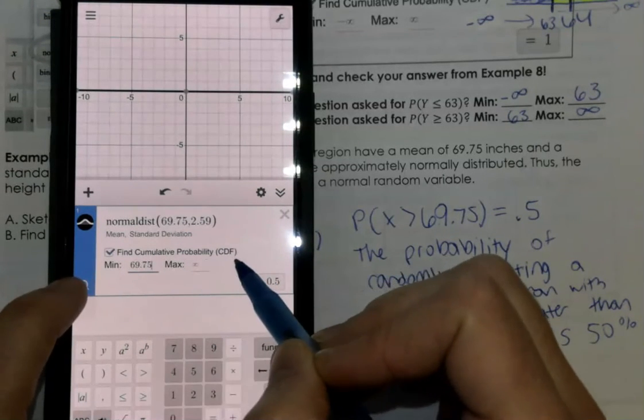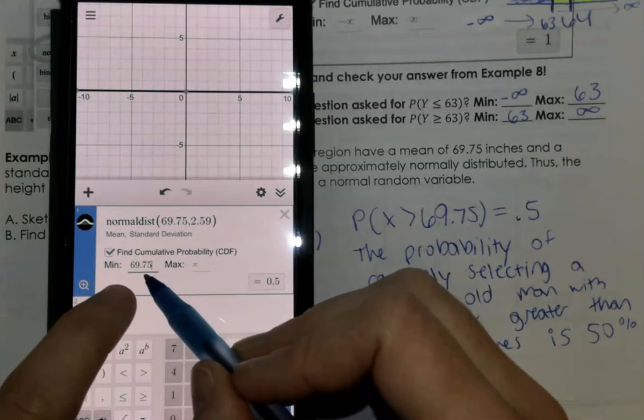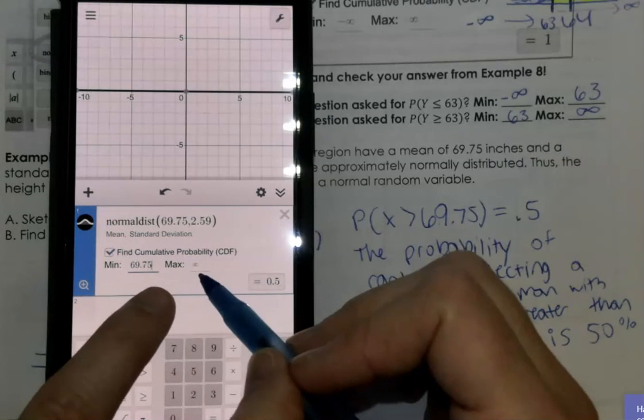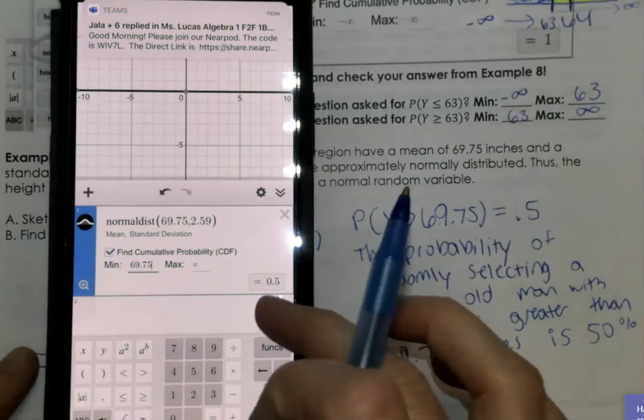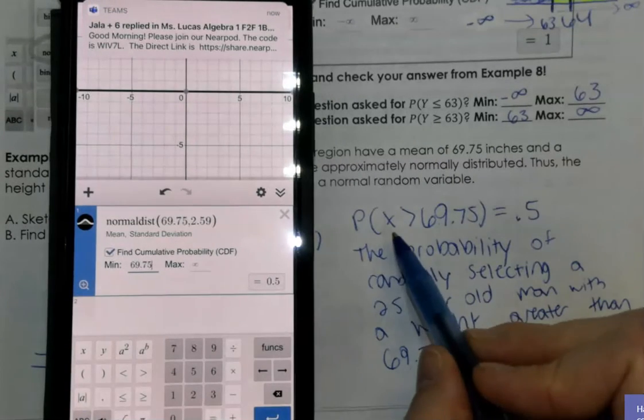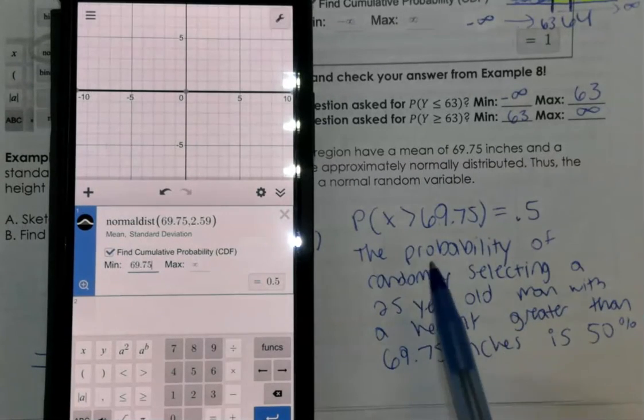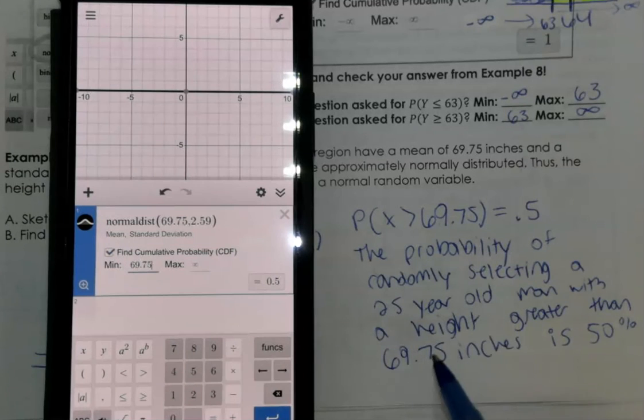I clicked on the find CDF. I put in the min of 69.5 and the max of infinity because I'm shading to the right. So that gave me 0.5. I went ahead and wrote it out in notation and interpreted it. The probability of randomly selecting a 25-year-old man with a height greater than 69.7 inches is 50%.